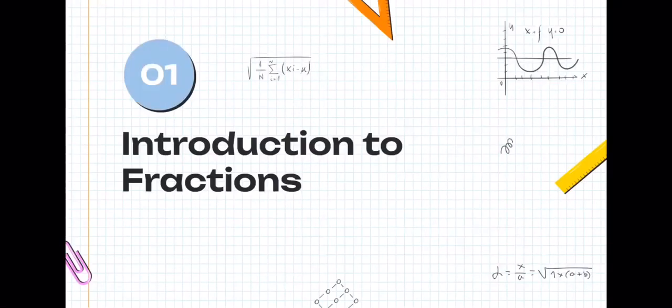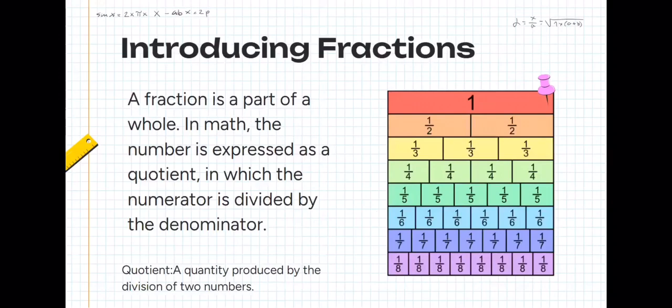Introduction of fractions. A fraction is a part of a whole. In math, the number is expressed as a quotient in which the numerator is divided by the denominator. A quotient is a quantity produced by the division of two numbers, like this.